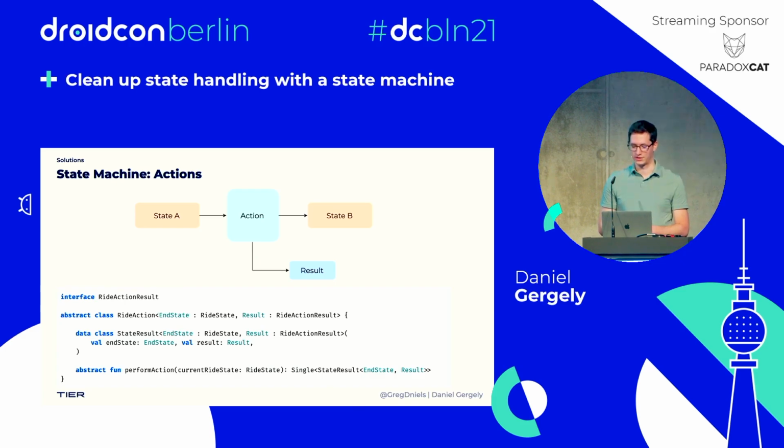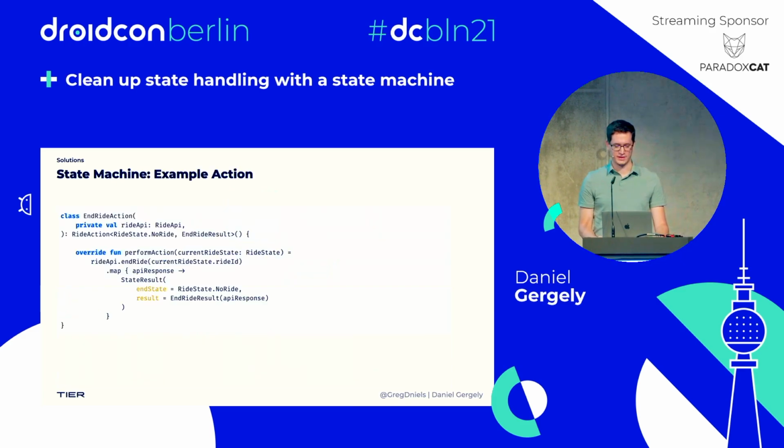even synchronous functions. So to look at an example implementation of an action, this is how the Android could look like. As you can see, it's fairly simple to implement an action into this framework. We would just inject our API client, take some data that we need from the current ride, submit it to the API, and once we have the result, we know that the new state would be no ride, and the result we can just map from the network response.